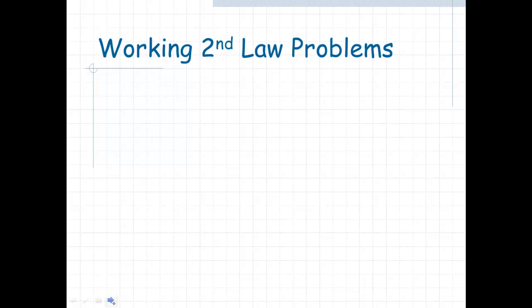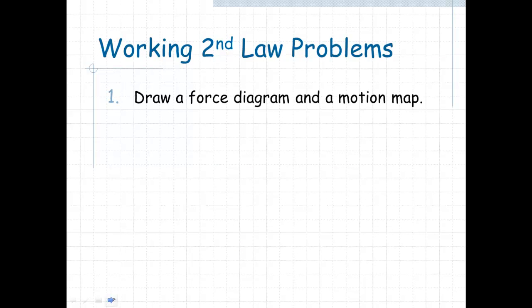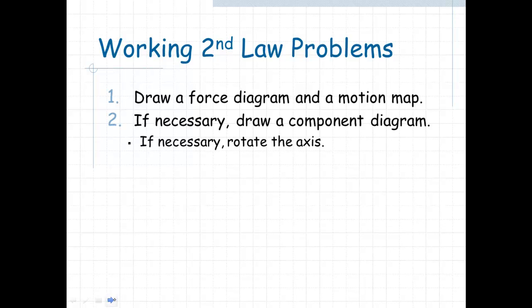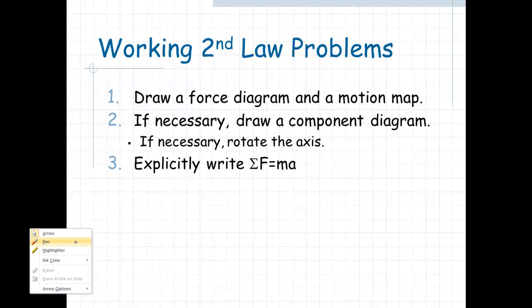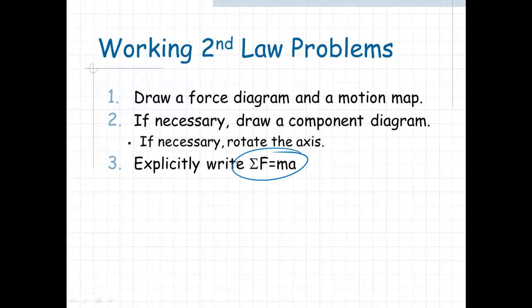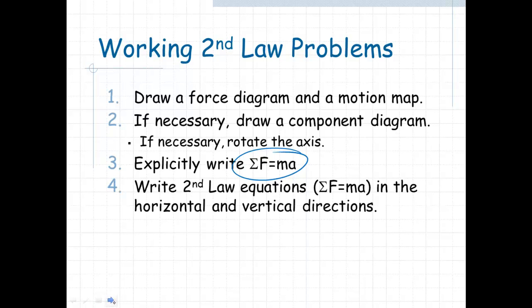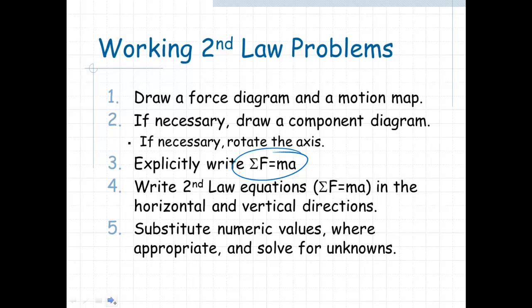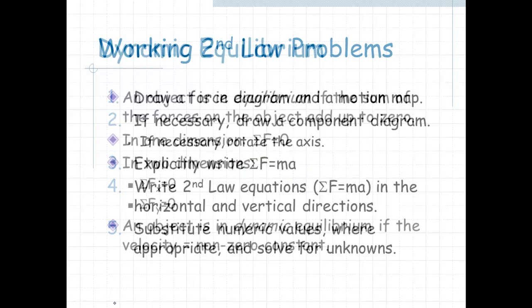Working second law problems, you should already know that step 1 is to draw a force diagram and a motion map. If necessary, draw a component diagram, and also, if necessary, rotate the axis. You're to explicitly write F equals ma. Now this is really important. You'll get credit just for writing F is equal to ma. The sum of the forces is equal to ma, I should say. You should write out Newton's second law in the horizontal and vertical directions. And finally, substitute numeric values where appropriate and solve for the unknown.